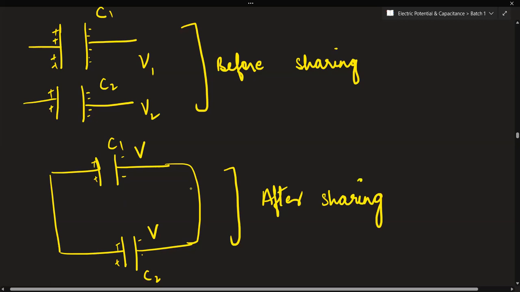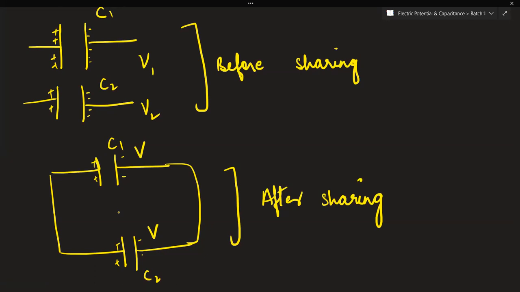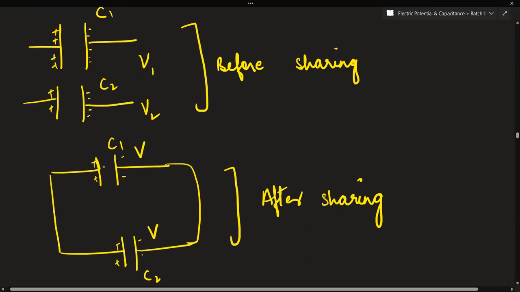This is the case after sharing. This was before sharing, this is after sharing. Now see, after sharing, what will happen? I have told you that charges will stop flowing till both of them have the same potential. So that's why in this second example, I'm not taking V1 and V2 differently. I'm taking it as a common potential for both of them, which I'm writing as capital V.